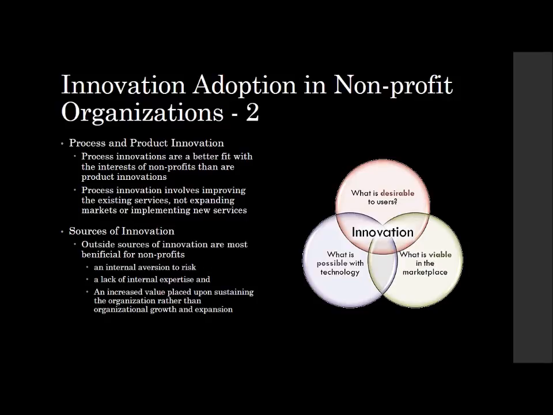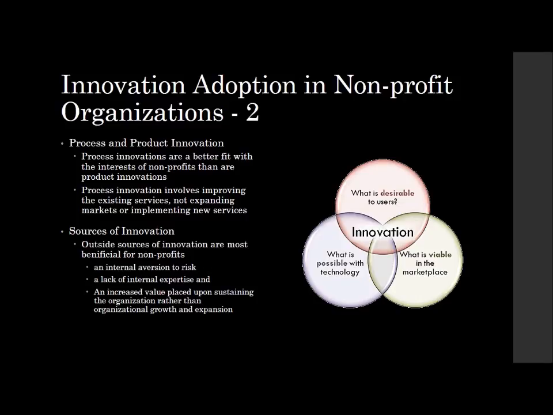Based on the distinct structure, policies, and responsibilities of nonprofits, we suggest that process innovation is a better fit with the interests of nonprofits than product innovations. Process innovation involves improving the existing services, not necessarily expanding markets or implementing new services. A nonprofit organization, where volunteer staffing is commonly employed, often lacks the learning capacity and general expertise necessary for the internal development of product innovation.